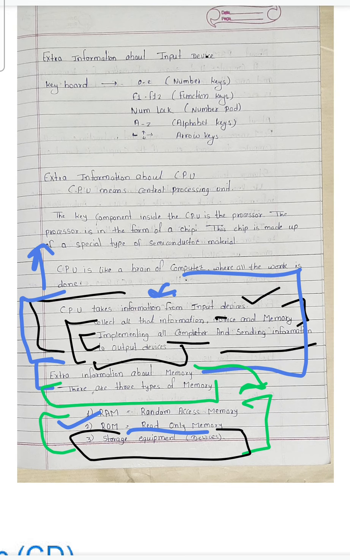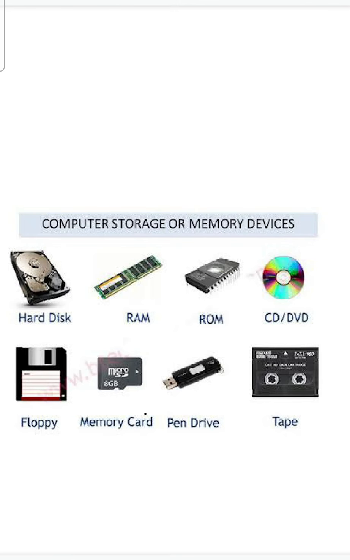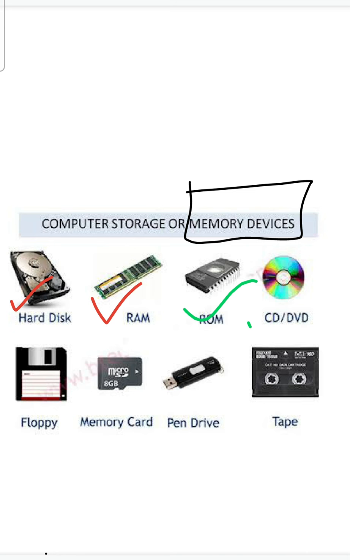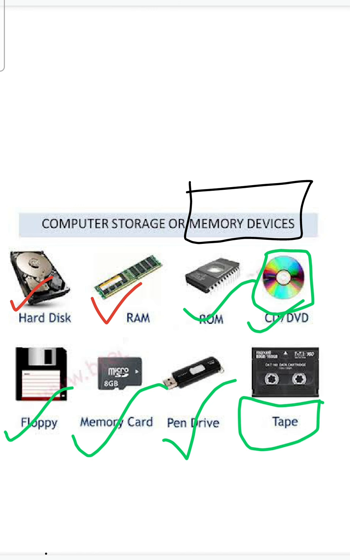Before closing this part, I want to show you some storage equipment or storage devices. So let's see that image. Here are some memory devices: hard disk, RAM, ROM, CD meaning compact disk, floppy, memory card, pen drive, and tape. Such are the memory devices where all the information given by the input devices is written. Here is a big image of a CD, nothing but a compact disk.